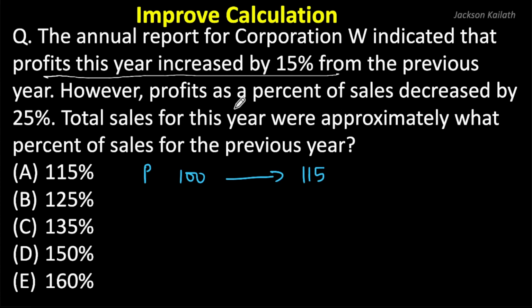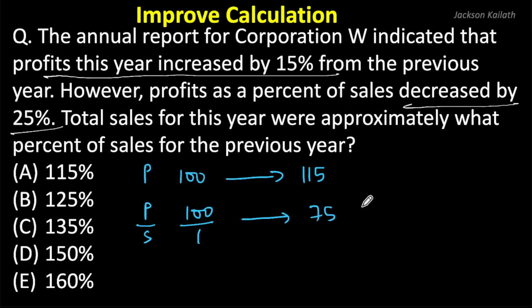Now it's also mentioned that profit as a percent of sales, or the P by S ratio, decreased by 25%. Alright, so again we are assuming numbers. So let's say P by S was 100 by 1, and this has to decrease by 25%. Now 100 by 1 is nothing but 100 itself. Now if you decrease 100 by 25%, that's 100 minus 25% of 100, which is 100 minus 25, which is equal to 75. Alright, so we have these two pieces of information.